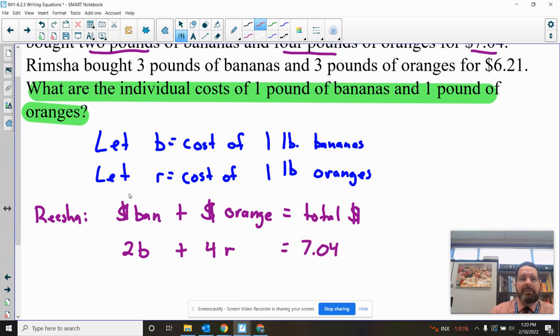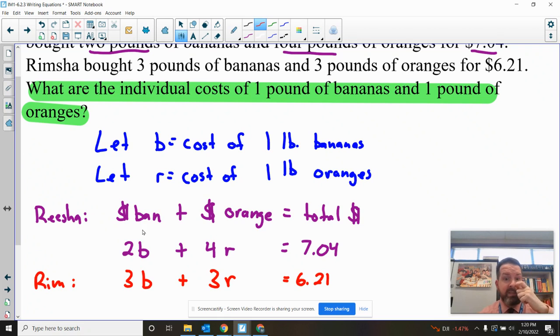So for Rimsha, it's going to be the same basic idea. How much money did she spend on bananas? Well, 3 pounds of bananas times the cost per pound. Add that to the amount she spends on the oranges. So 3 pounds of oranges times the cost per pound. And her total ended up being $6.21.